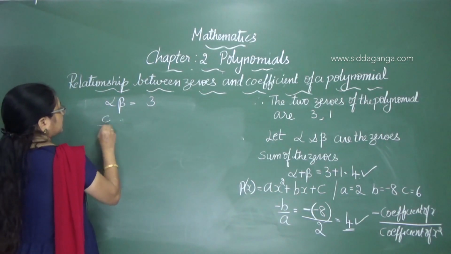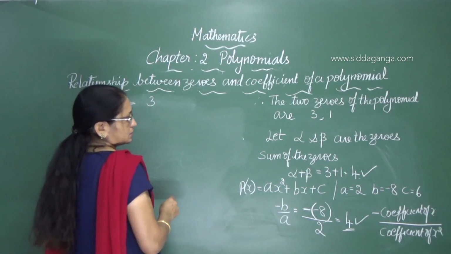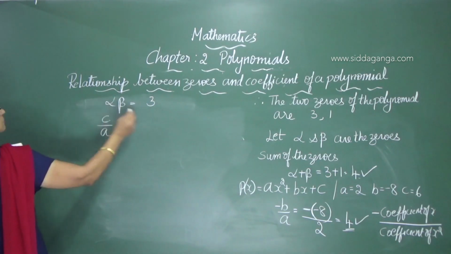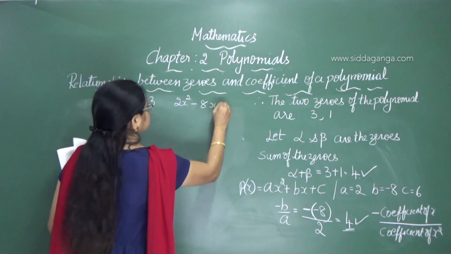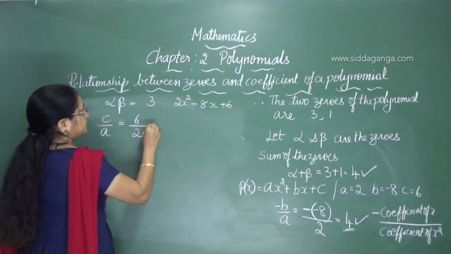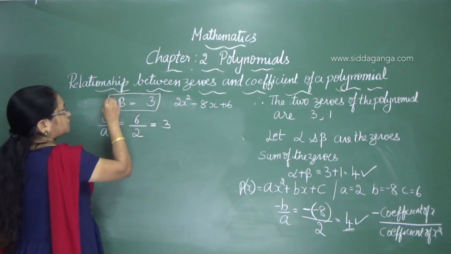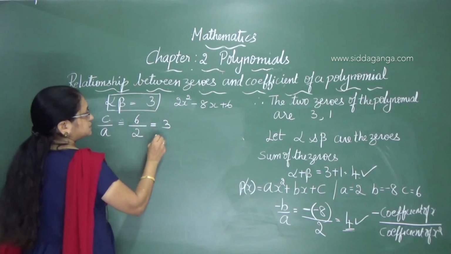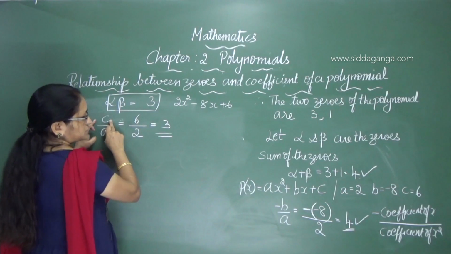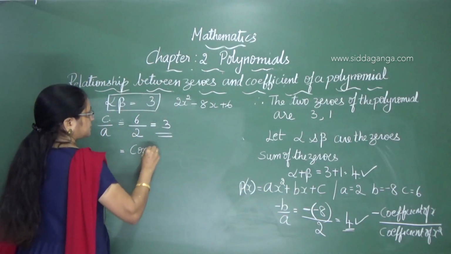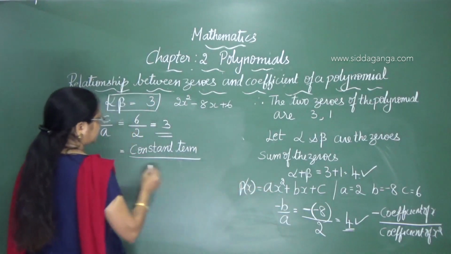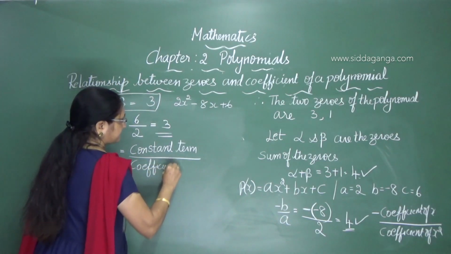Now I am going to compare with this, c by a. What is c by a? Our question was 2x² − 8x + 6. Now c is 6, divided by a, which is 2. 6 by 2 is 3. See, the product of the zeros is also 3, and c by a is 3. Now, how to compare? Here c by a is nothing but, c in the general form is the constant term, divided by a, the coefficient of x².